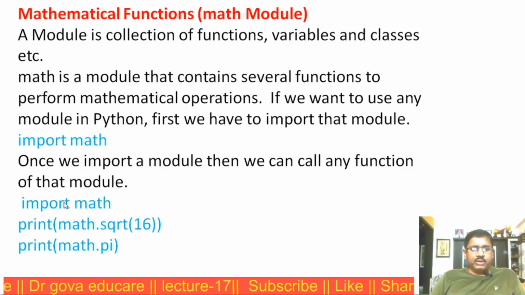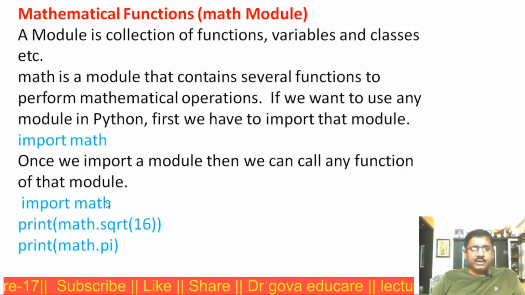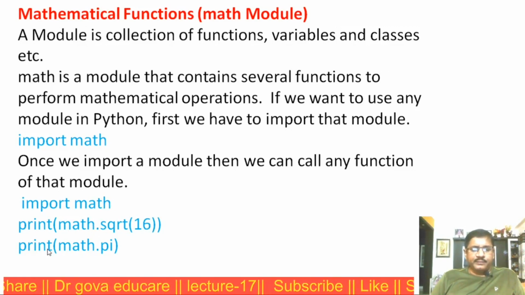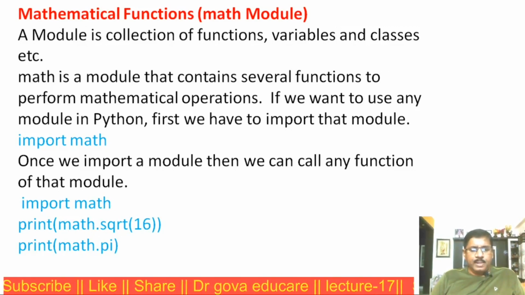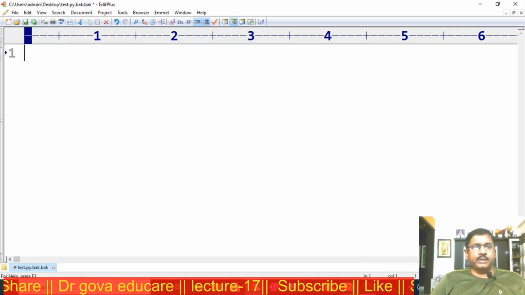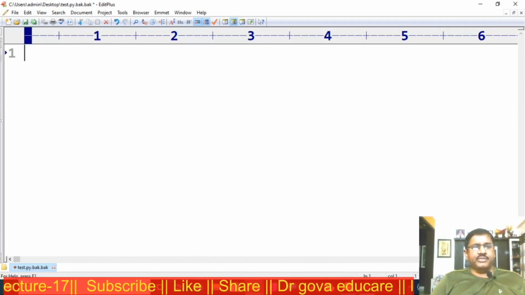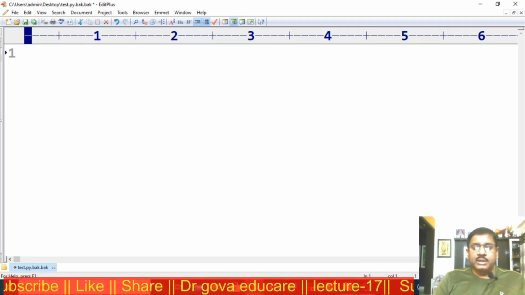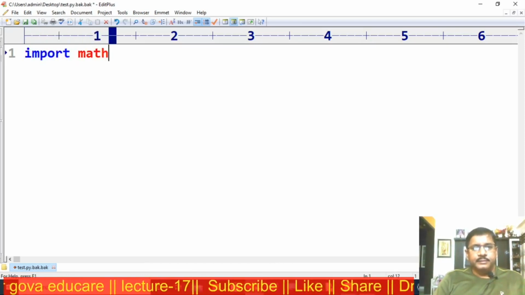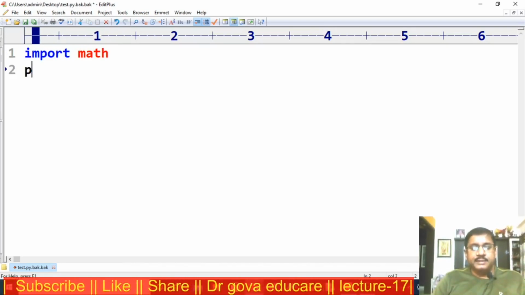Now first we have to import math. I want to perform the square root of 16. I want to first call the math module, dot sqrt. Similarly, if I want to find the pi value, math dot pi. First I want to find out the square root of x, which is a mathematical function. We should import the math module. This is the syntax: import math.